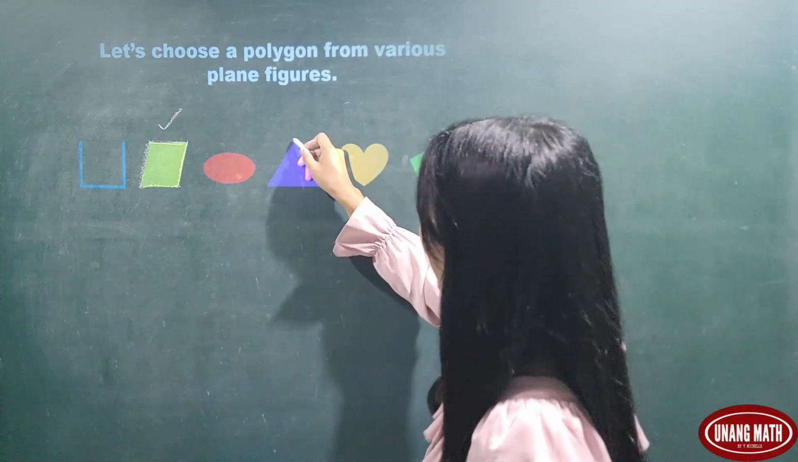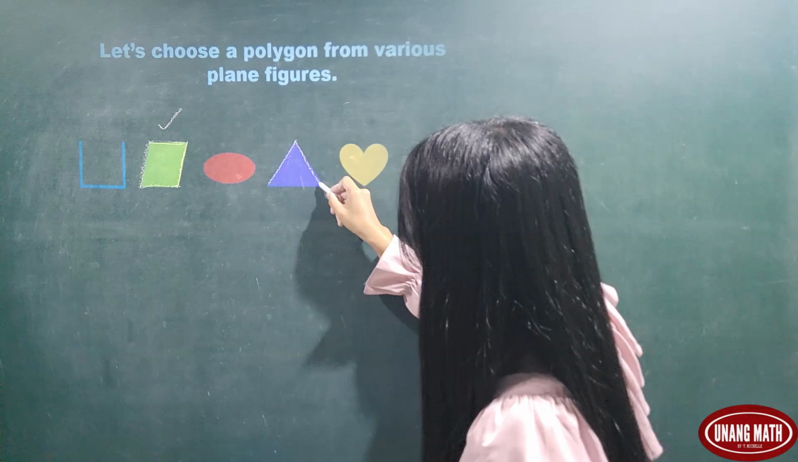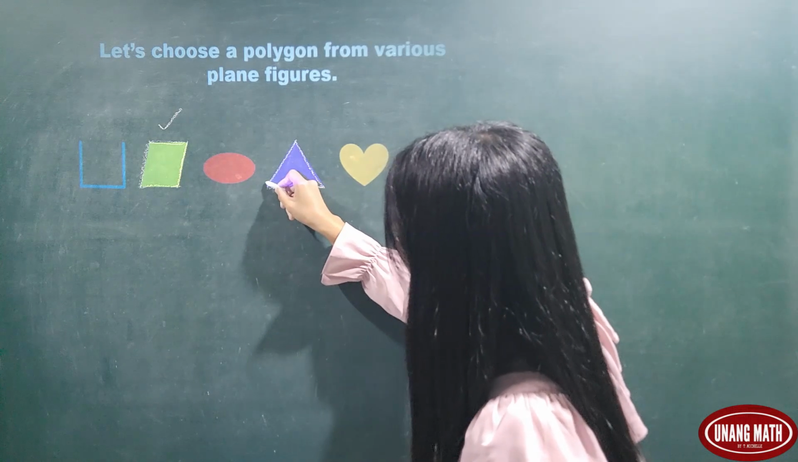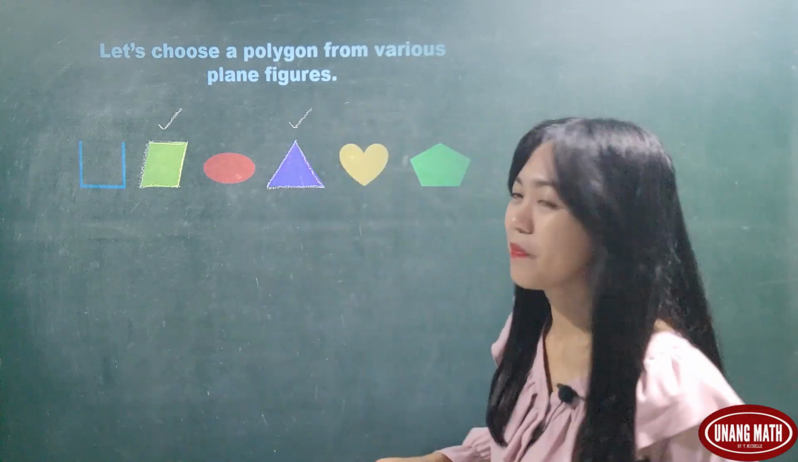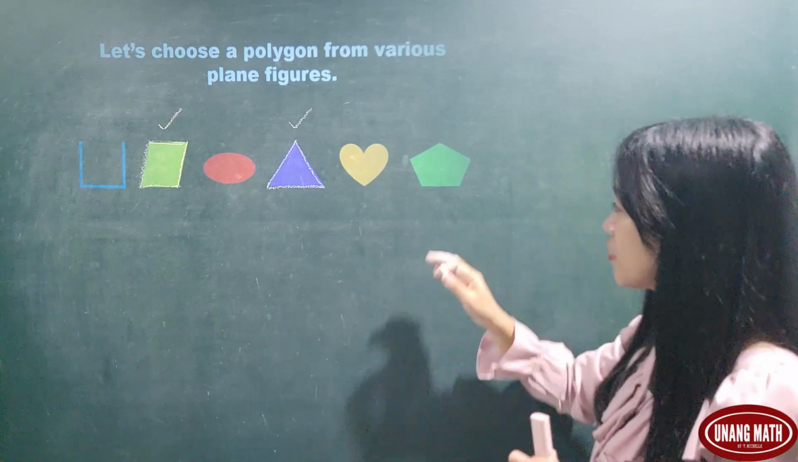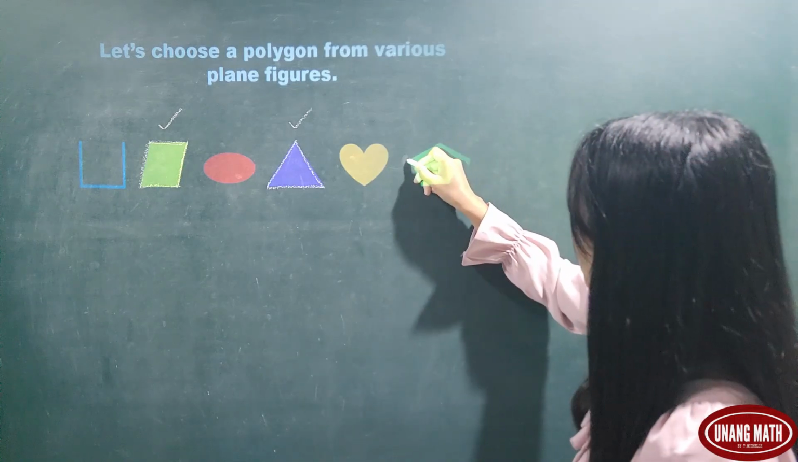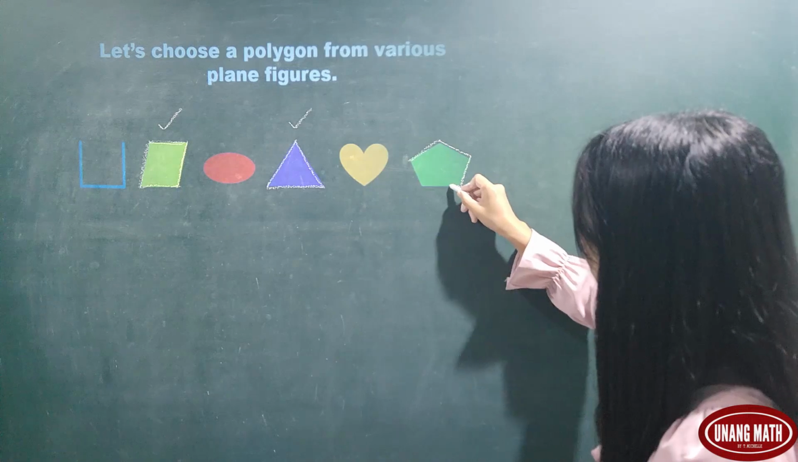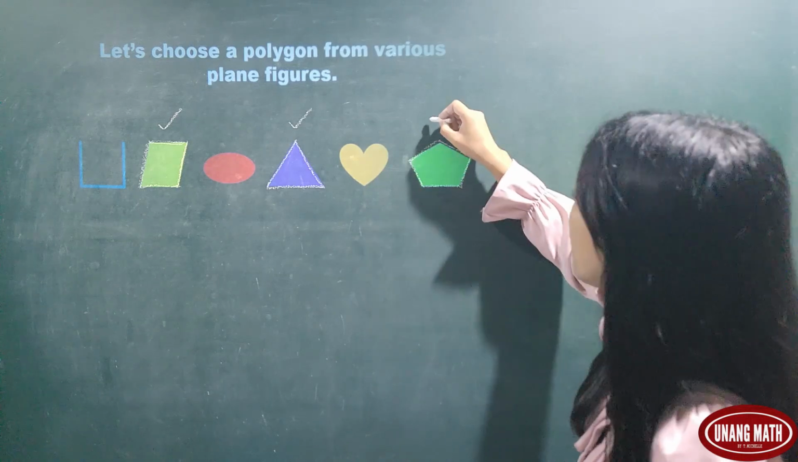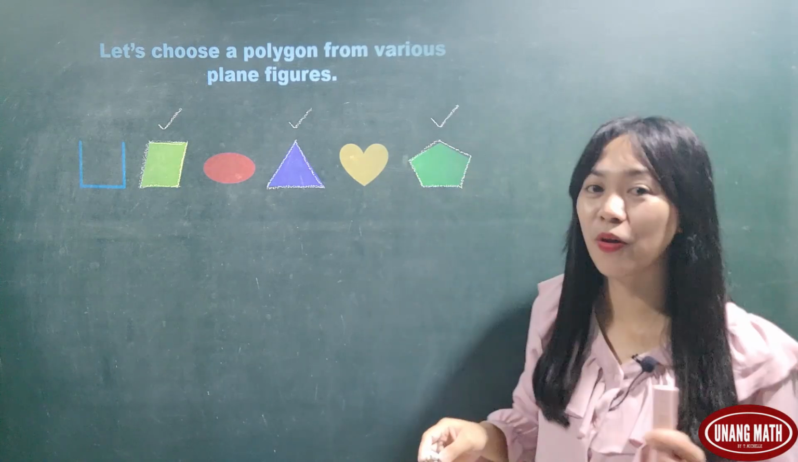Okay, another is this figure. This figure is enclosed by three line segments. So this is also a polygon. We also have this figure, and this figure is enclosed by five line segments. So this is also a polygon.